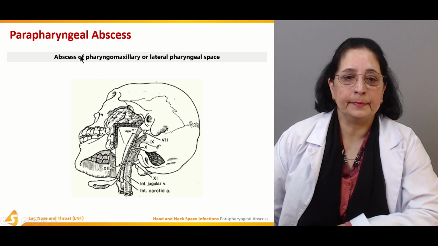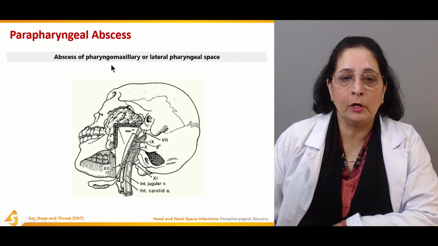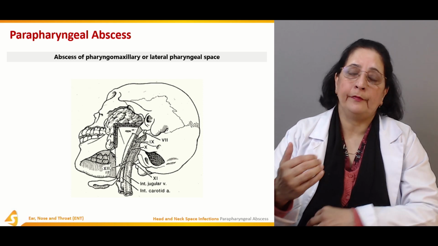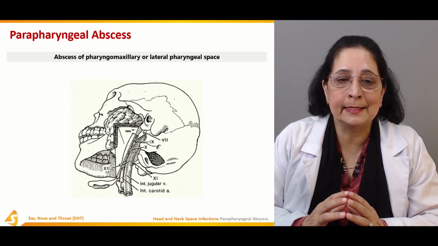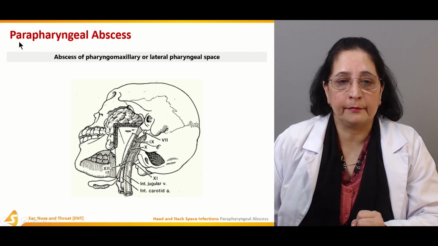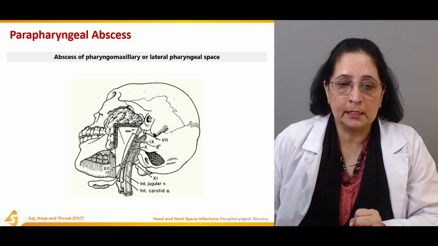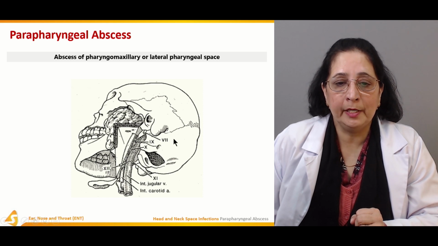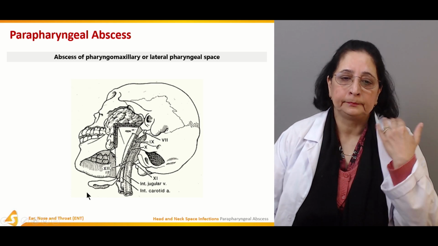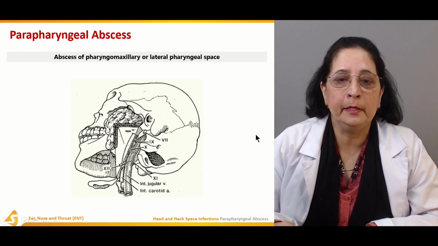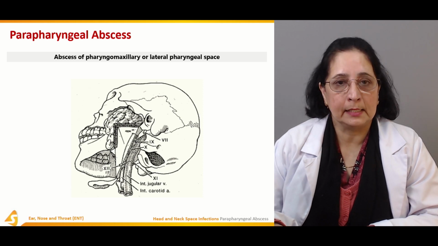So parapharyngeal abscess is the abscess of the pharyngo-maxillary or lateral pharyngeal space. In this diagram, this picture gives the different locations of the different cranial nerves, where they cross or pass. So all these are in the surrounding portion also, so they are also affected as a result of the parapharyngeal space abscess.